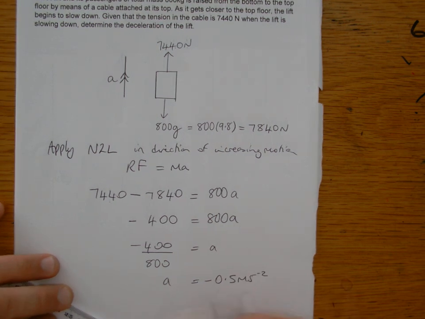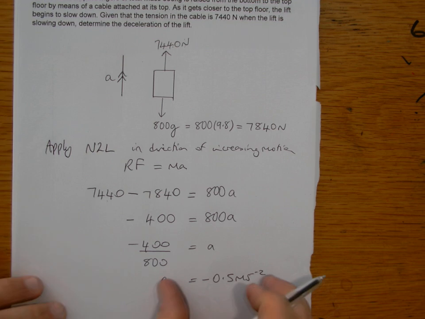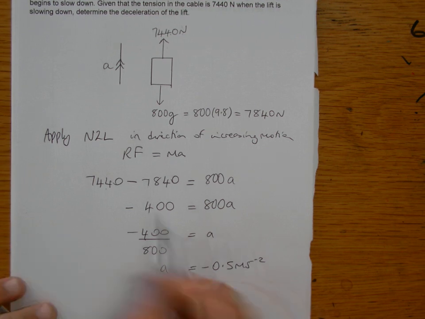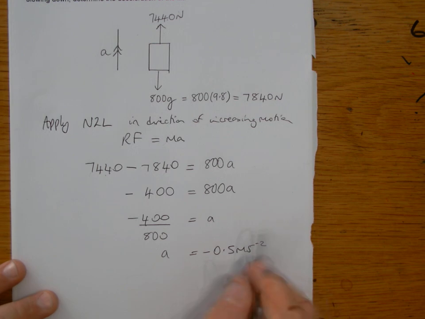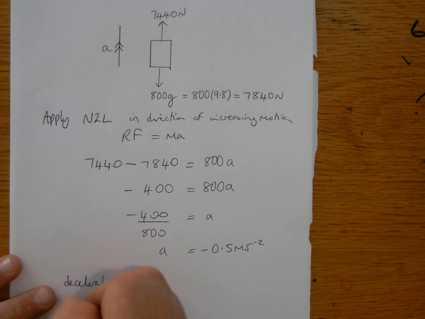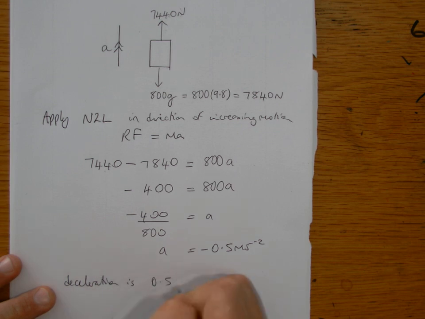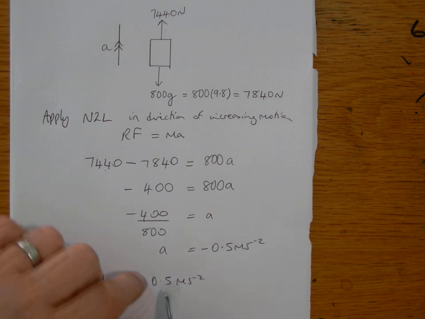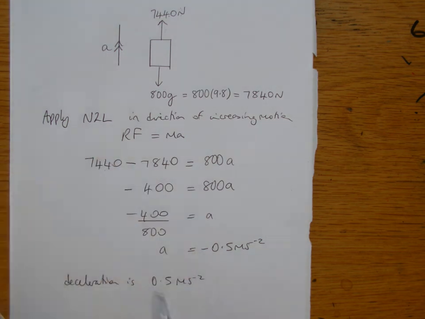And that's explaining that it's decelerating. When you get a as a negative, it's declaring that it's slowing down, it's a deceleration. They say determine the deceleration, so we need to look at the size of that and say the deceleration is 0.5 meters per second squared. If you're declaring what the deceleration is, you don't have to put a minus in there, because the fact that you use the word deceleration shows that the acceleration is negative.